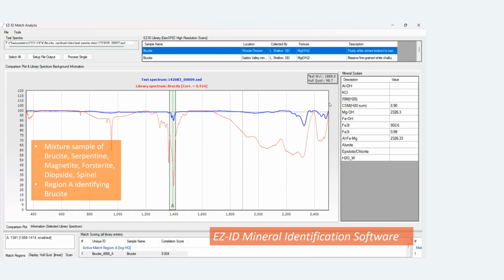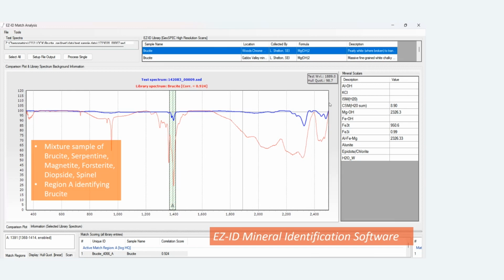So when it comes to these mixture samples, remember we have molecular bonds and minerals that occur throughout the entire spectrum. But in our case, we don't really want to see the dominant mineral. We only want to find the brucite, which is why you see the green region labeled A. So this is the region that we hyper-focus on with the brucite because of the additional absorption features not seen in the other minerals within this mixture of the serpentine, magnetite, forsterite, diopside, and spinel.